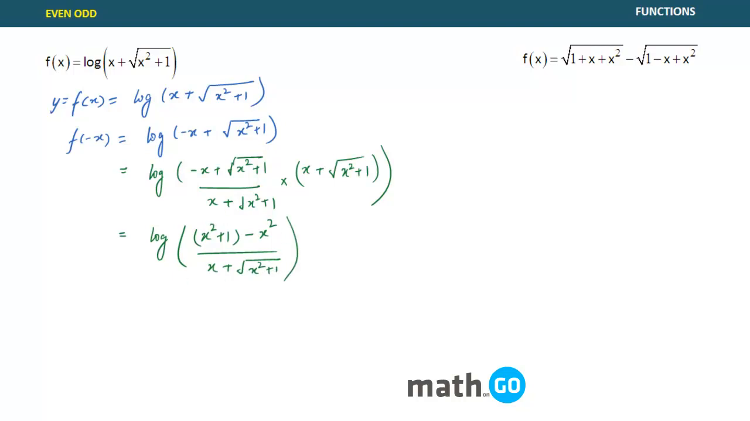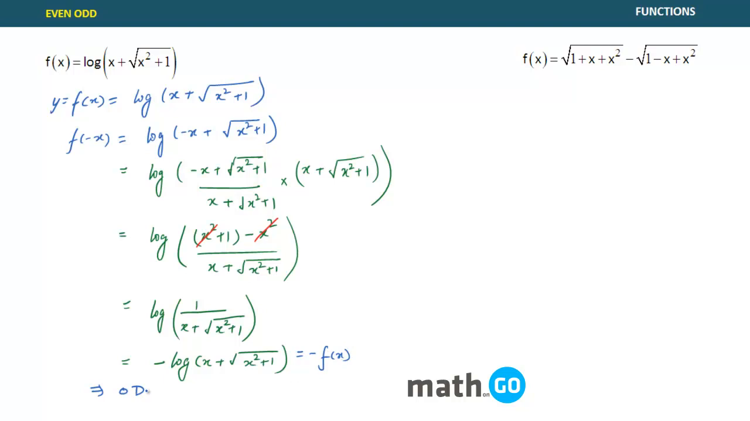And you can easily see that in the numerator the x square term is cancelled out over here. So what is actually left? Tell me. It is log of 1 upon x plus under root x square plus 1, and we know that log of 1 by x is nothing but minus log x. So this is minus log of x plus under root x square plus 1. Now got it? What is the answer? Yes, very easily, we now know this becomes equal to minus f(x). So this implies this is an odd function.